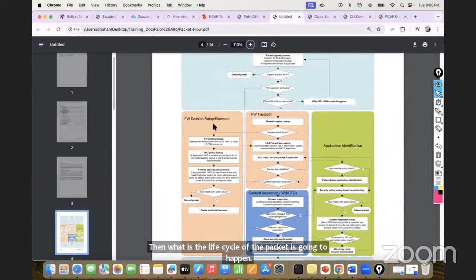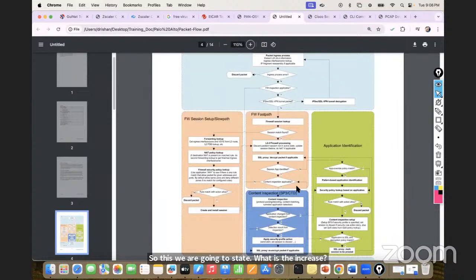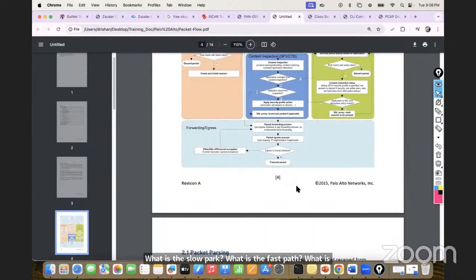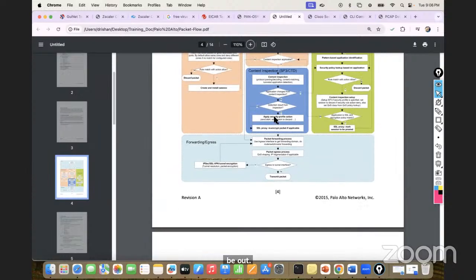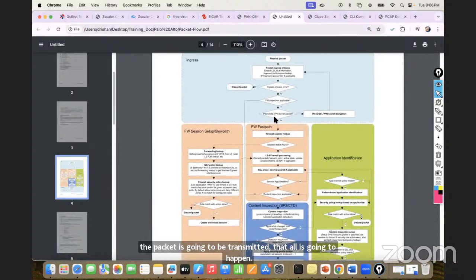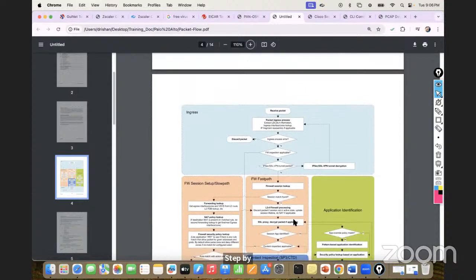What is the ingress? What is the slow path? What is the fast path? What is the application identification engine? What is content inspection? And then finally, how the packet is going to go out, how it is going to be transmitted. All of that happens step by step in this particular packet flow. This is the most important thing.